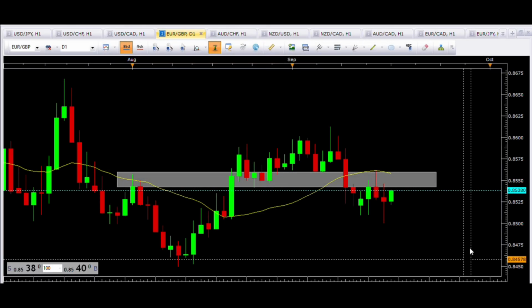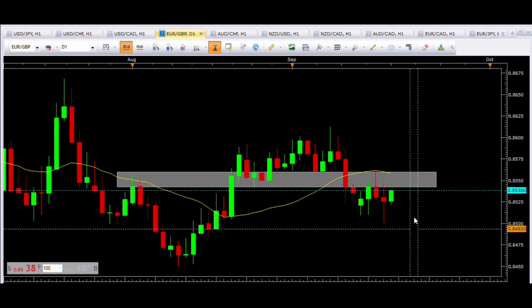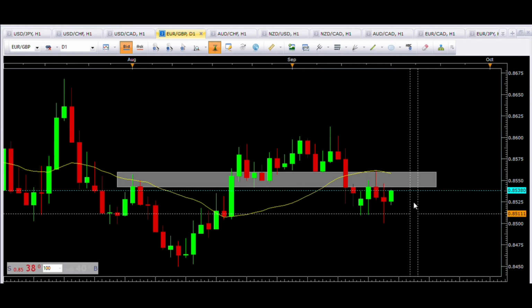Okay guys, let's look at another example. So again, a top-down approach. This is the daily chart. This is the euro against the pound sterling. Like I say, this is the daily chart. And these were the trades I entered on Thursday, the 16th of September.